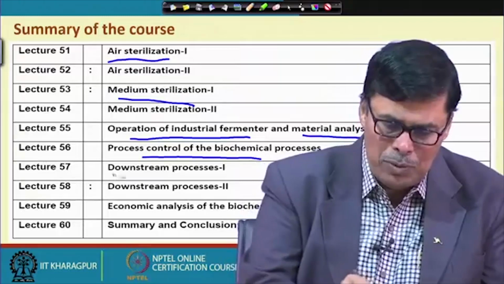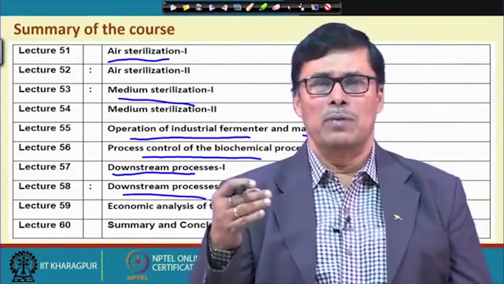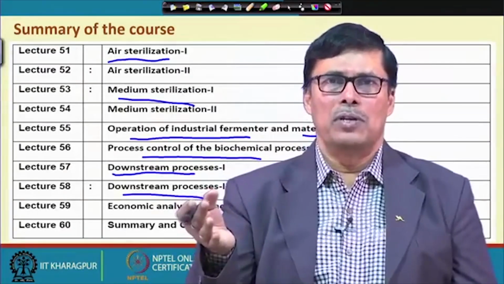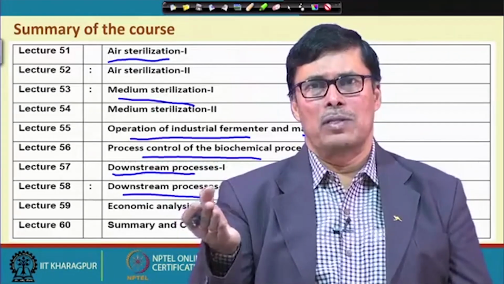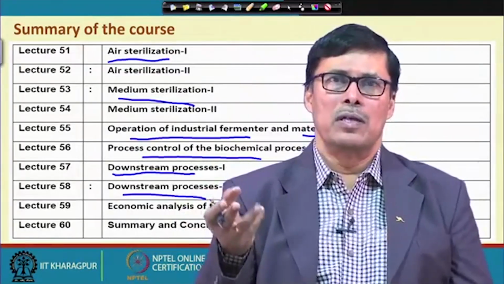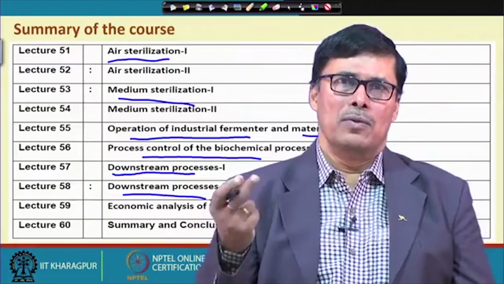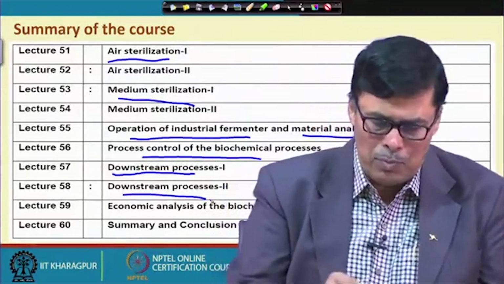Then we have downstream processing. We discussed the different units of downstream processing, like the filtration process, like different solid liquid separation processes. Then we have the chromatographic process, crystallization process, vaporization process, and adsorption process. All these things we try to discuss in downstream processing.